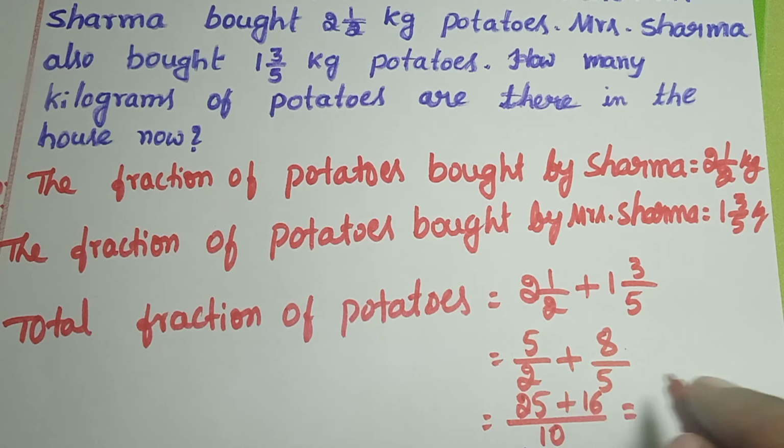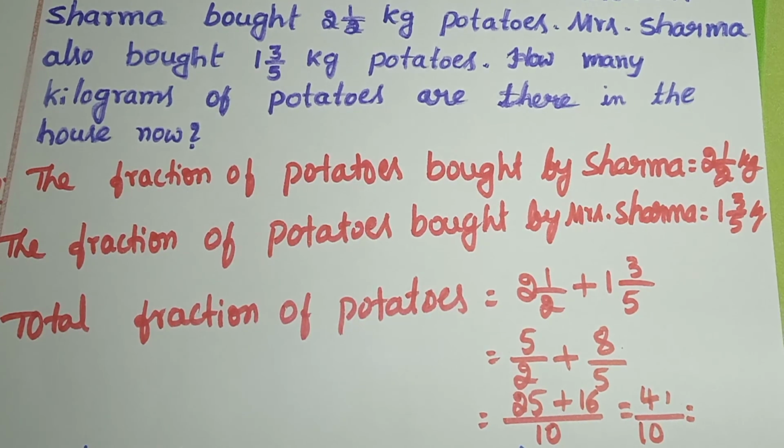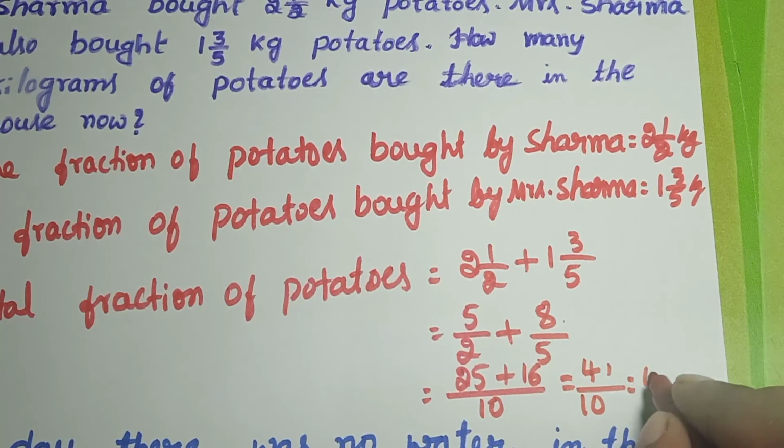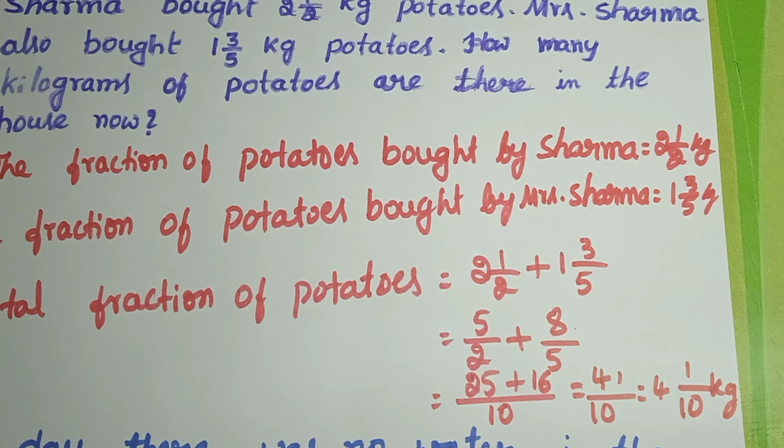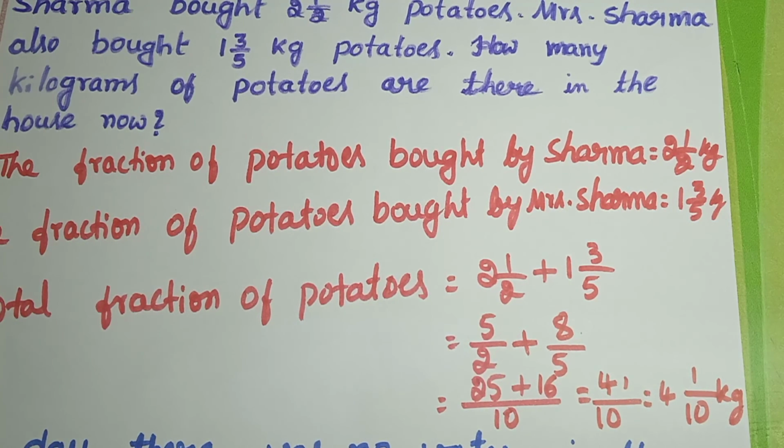Then add these numbers, children. 25 plus 16. 5 plus 6, 11. 1 carry. 2 plus 1, 3. 3 plus 1, 4. So that is 41 by 10. 41 by 10 is nothing but 10 4s are 40, 1 remainder and here 10. Okay, 4 1 by 10 kg of potatoes are there in Sharma's house. Okay, children, got it? How many? 4 1 by 10 kg of potatoes are there in Sharma's house.